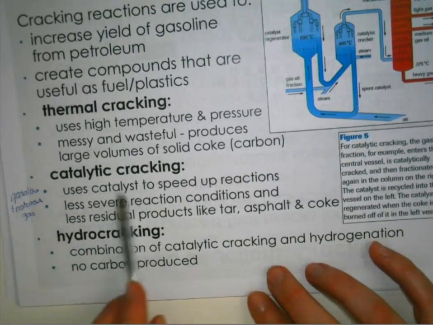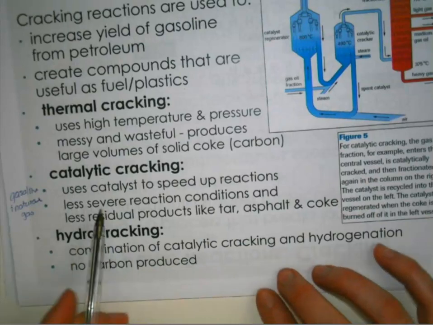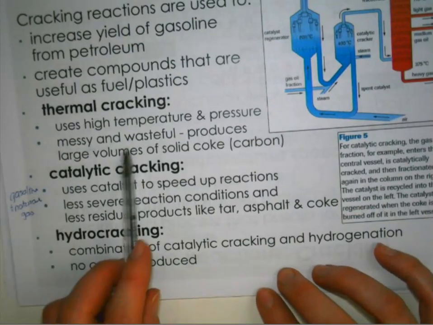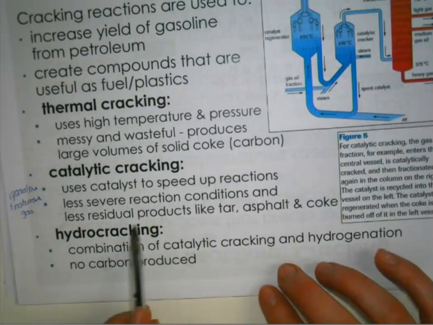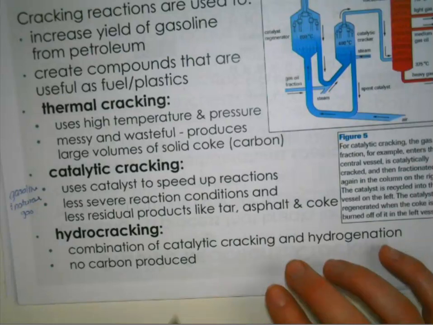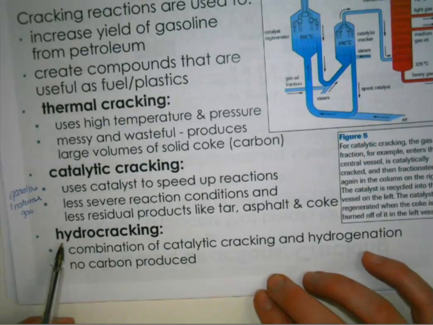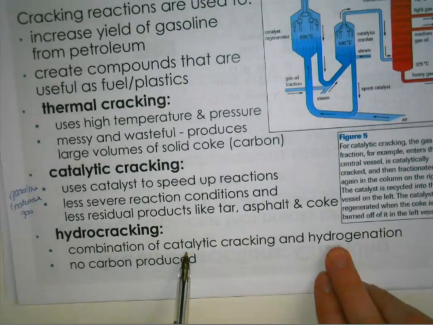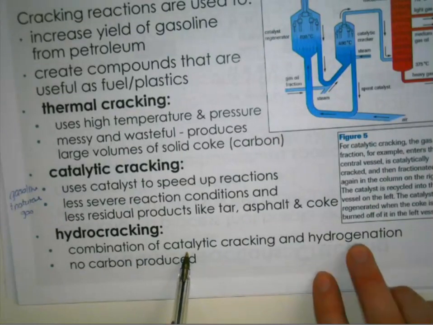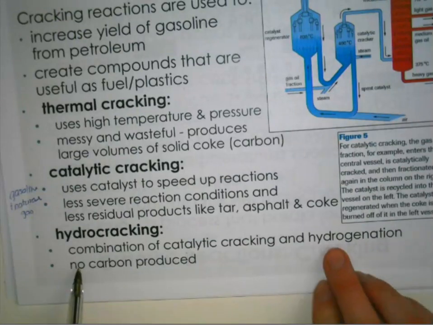So in catalytic cracking, pretty obvious from the name, we use a catalyst to speed up the reaction, and we don't need reaction conditions that are as severe as thermal cracking. So you end up with fewer residual undesirable products like tar and asphalt and coke. In terms of hydrocracking, this is a little bit of a different process. It's a combination of catalytic cracking, but also hydrogen gas is introduced in a process called hydrogenation, which we'll look at in more detail in another lesson. And no carbon is produced, so that keeps the waste down to a minimum.